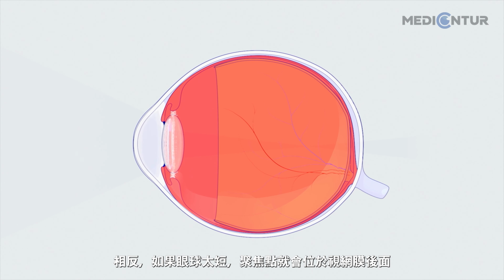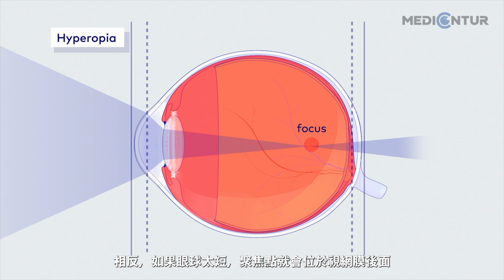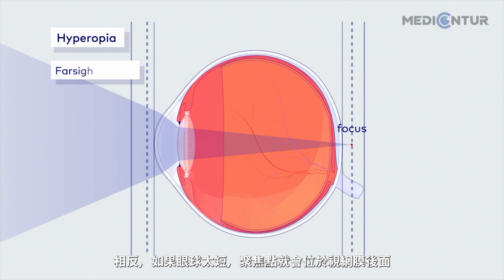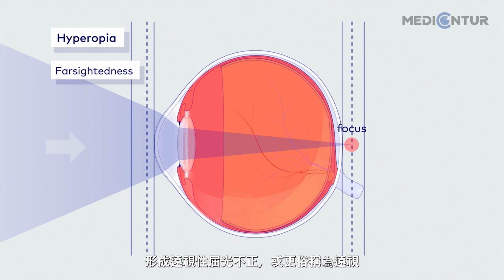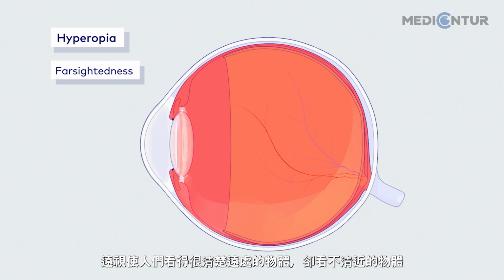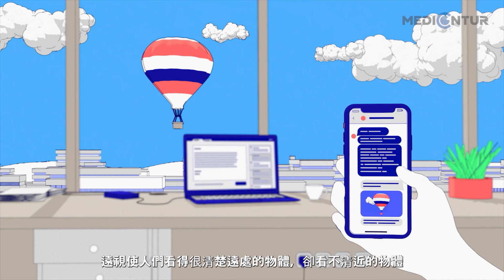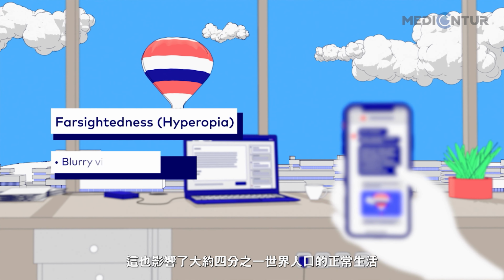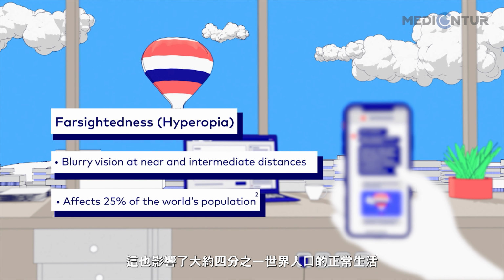On the other hand, if the eyeball grows too short, the focal point is located behind the retina. With hyperopia, or more commonly known as farsightedness, one sees faraway objects clearly, but nearby objects are blurred. This also affects roughly every fourth person in the world.